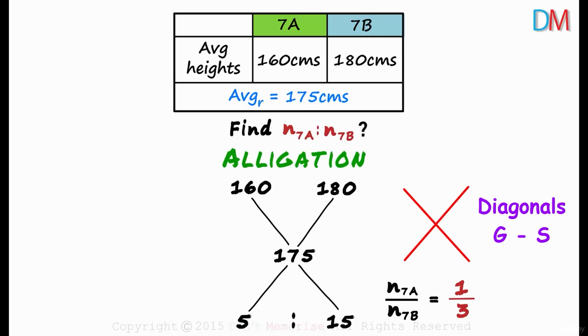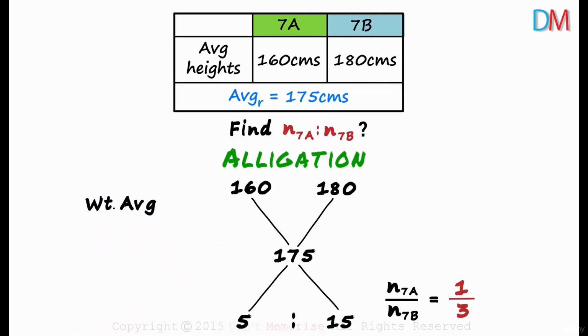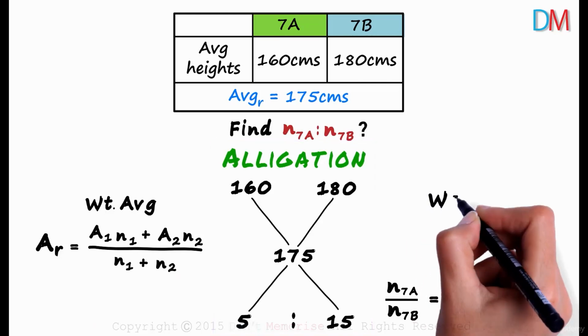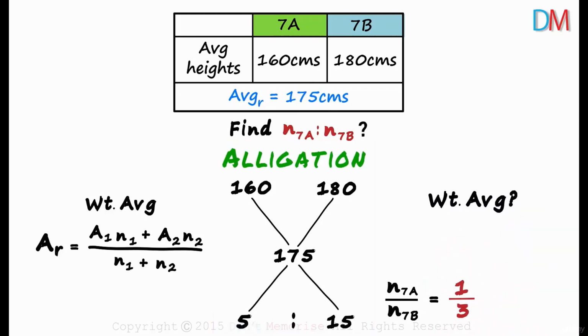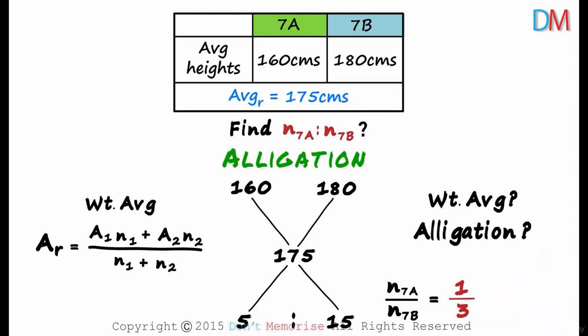Wait, hold on. We have the weighted average formula. It says that the weighted average is equal to A1N1 plus A2N2 divided by N1 plus N2. And then we have this alligation concept. When should we use the weighted average formula and when should we use the alligation technique? We see that in the next session.